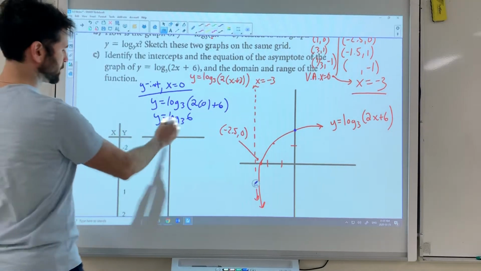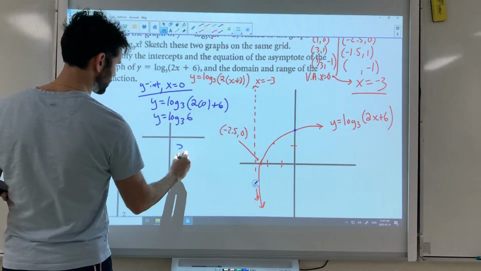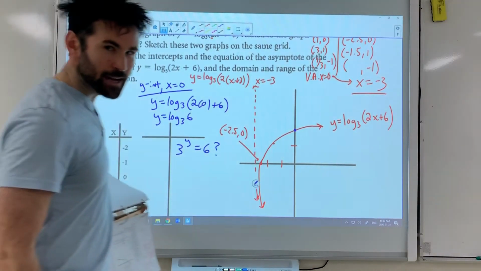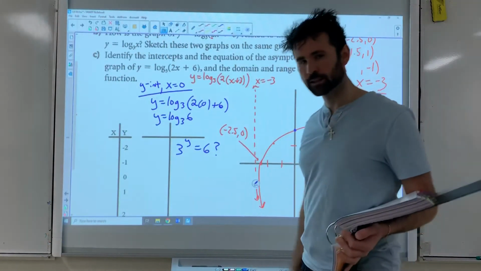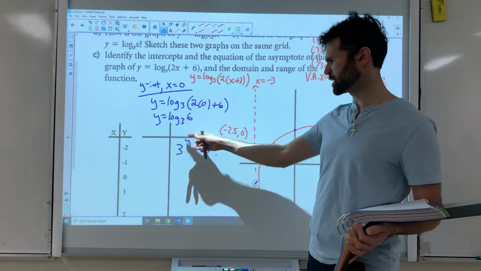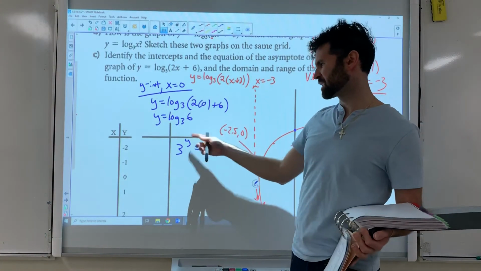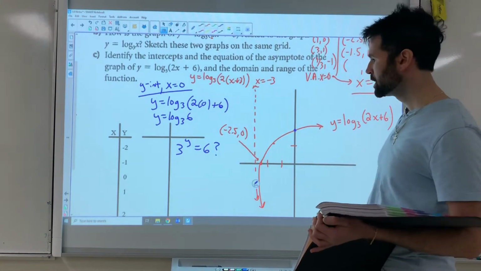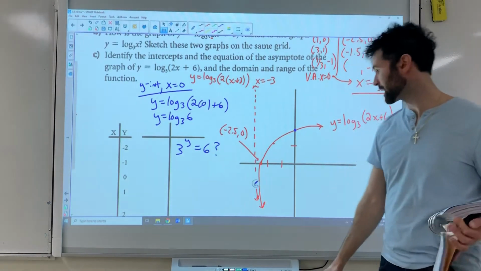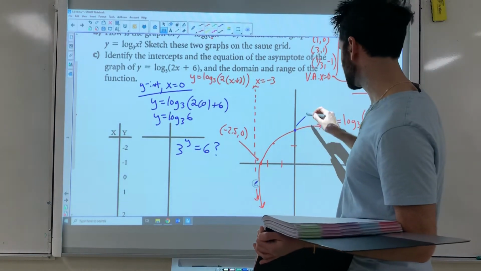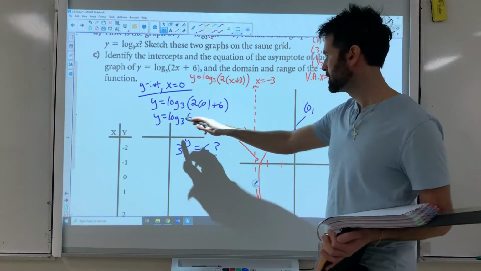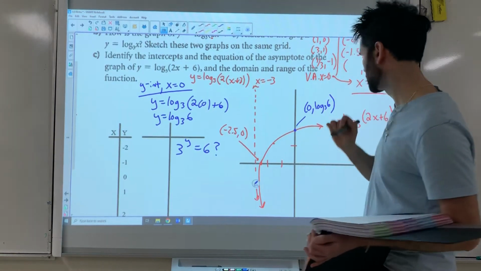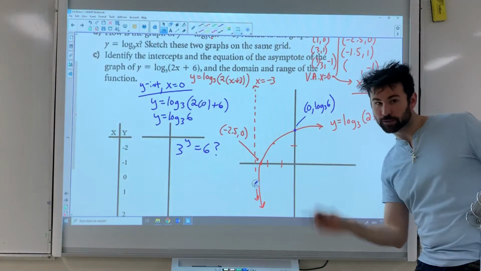So now you're trying to figure out, well, 3 to the power of y has to equal 6. And that is too hard to do without a calculator, right? 3 to what power equals 6? Well, 3 squared is 9. 3 to the power of 1 is 3. So I know that the answer is somewhere between 1 and 2, but without a calculator, I wouldn't be able to get an answer. So you could just label this the exact value. You could write, well, it's 0, log base 3 of 6, and that would be good enough, but they would never do that to you on the exam.